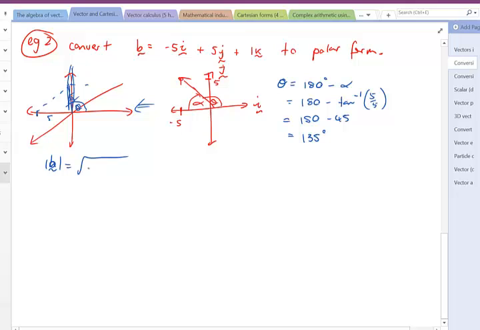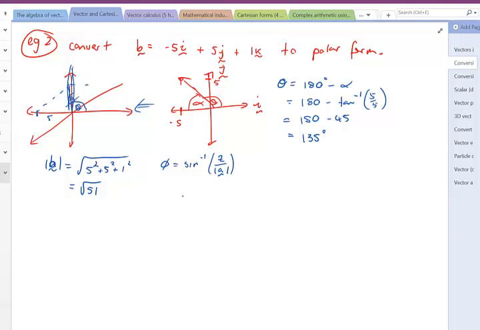Our magnitude is really simple. Square root of the sum of the squares, so 5 squared plus 5 squared plus 1 squared gives a square root of 51. And our altitude, as the k value is positive, will be positive as well. So it just ends up being positive arcsine of z on the magnitude. So we get arcsine of 1 on square root 51. And so altitude is approximately 8.05 degrees. Or you could probably even go 8 degrees there.